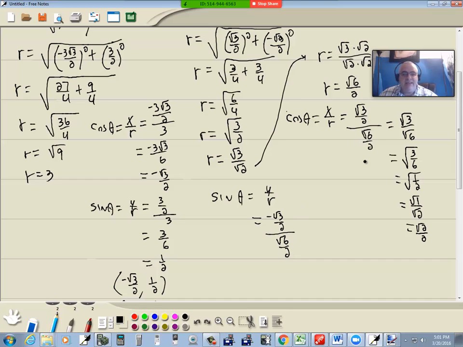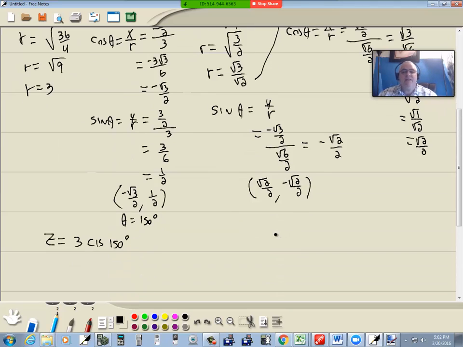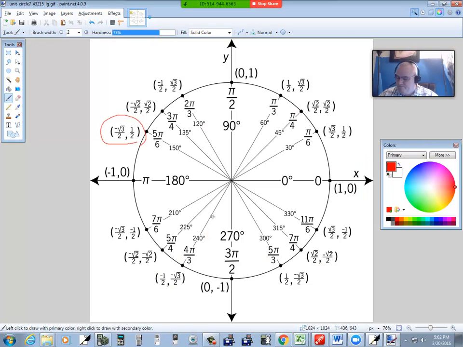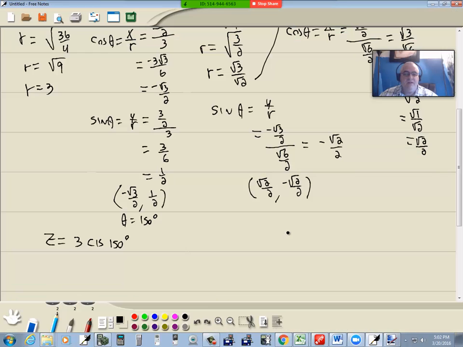And since it's the exact same values as that, I know that's going to give us a negative square root of 2 over 2. So we're looking for something on our unit circle that's square root of 2 over 2 and negative square root of 2 over 2. Okay. Let's go look for that. Square root of 2 over 2 and negative square root of 2 over 2 is right here. So it looks like our angle is going to be 315 degrees.